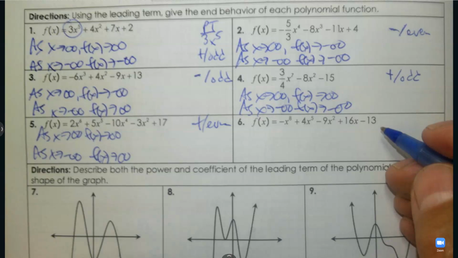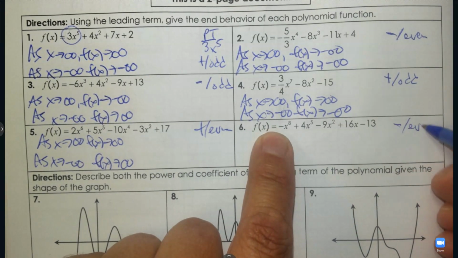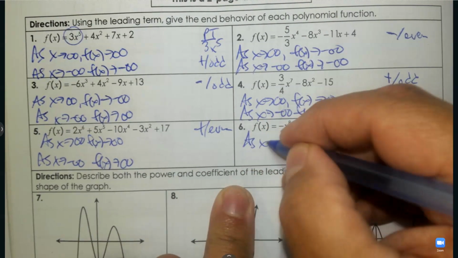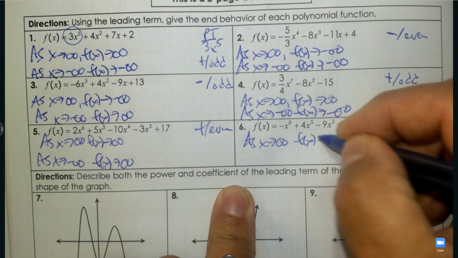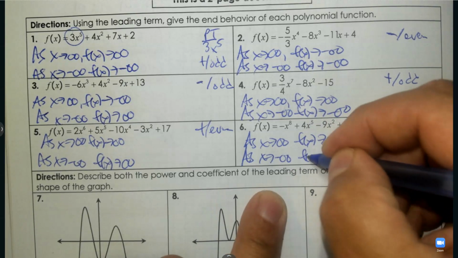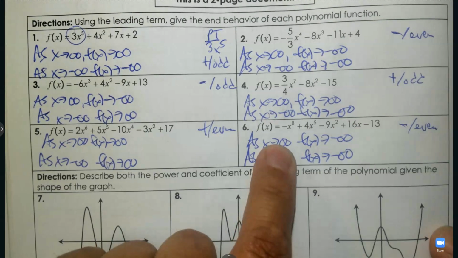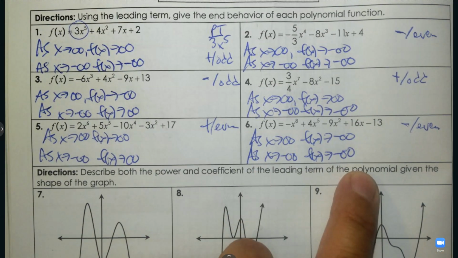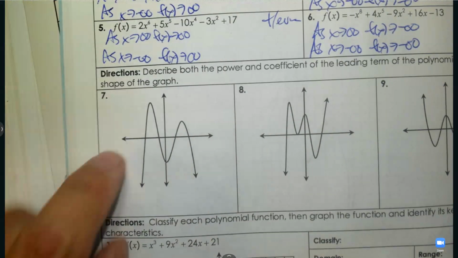Last one, negative and even. How do I write that? So as x approaches infinity, the function goes down. As x goes to negative infinity, the function also goes down. So the right end goes down, the left end goes down. Yay. Now, how do I understand this?